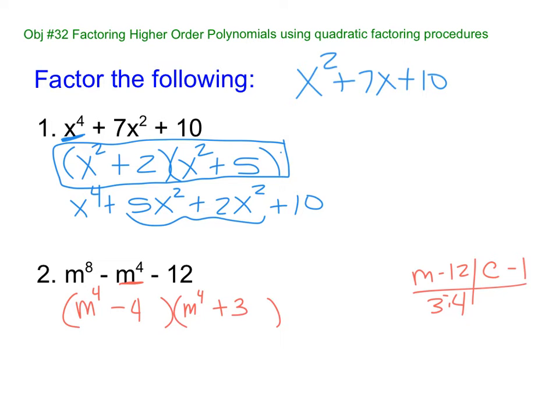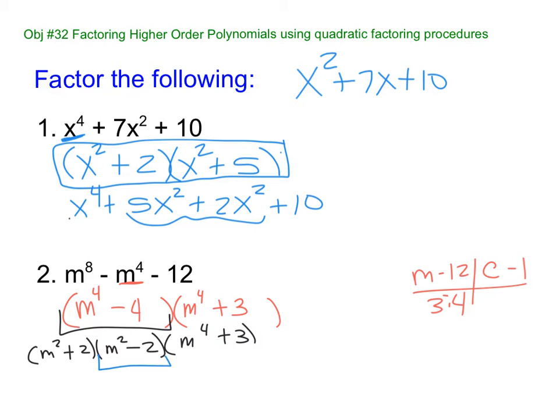But wait, there's more. m to the fourth minus 4 can factor again. How do we factor m to the fourth minus 4? That's a difference of squares, just like before. m squared plus 2, m squared minus 2, m to the fourth plus 3. Are we done now?